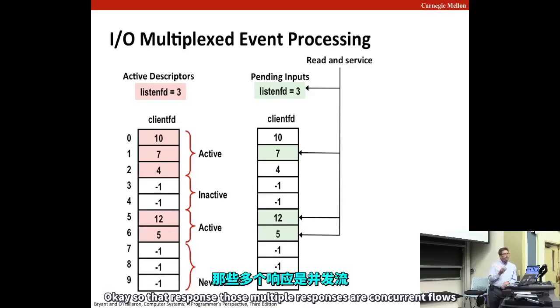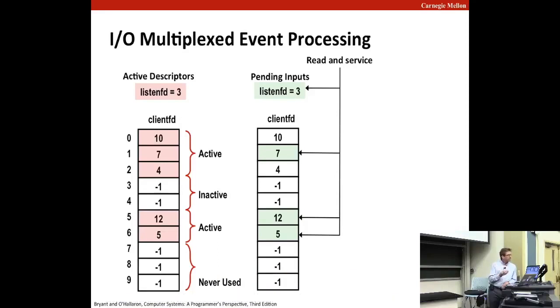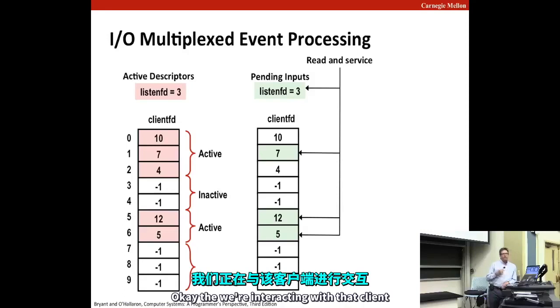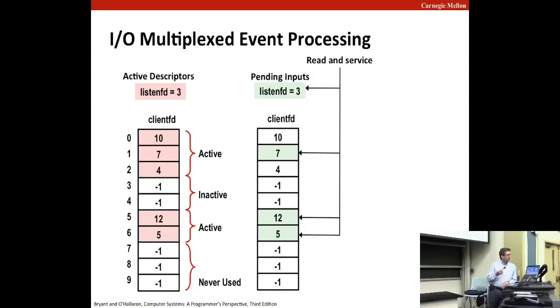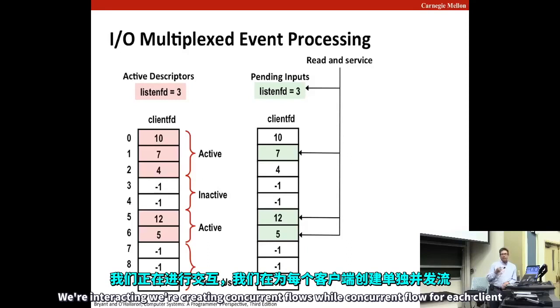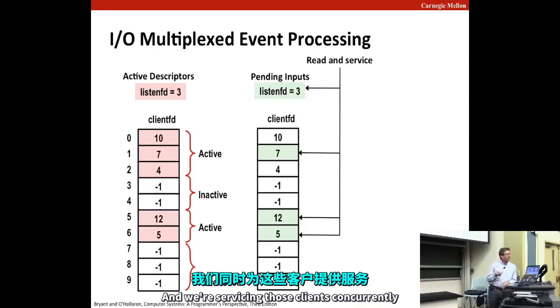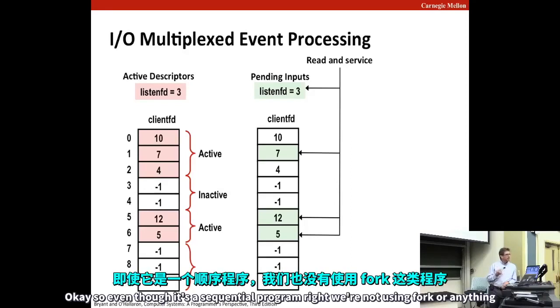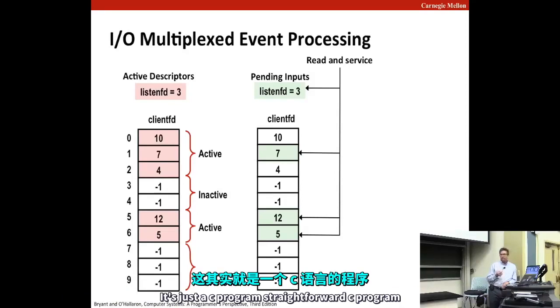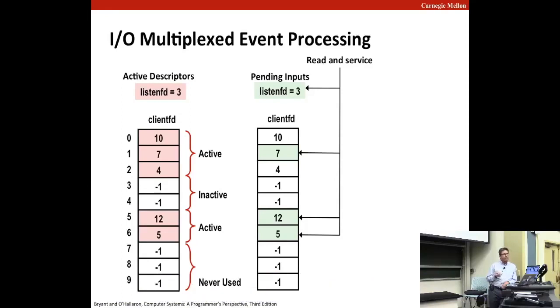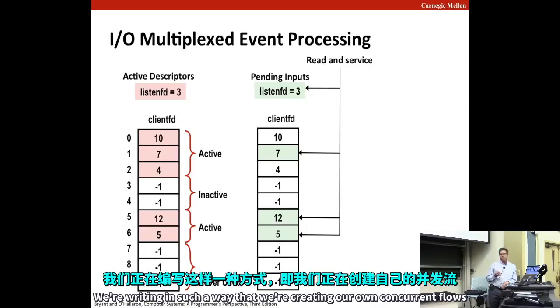So those multiple responses are concurrent flows. When we're interacting with clients, we're creating a concurrent flow for each client, and we're servicing those clients concurrently. Even though it's a sequential program, we're not using fork or anything. It's just a straightforward C program. We're writing it in such a way that we're creating our own concurrent flows.